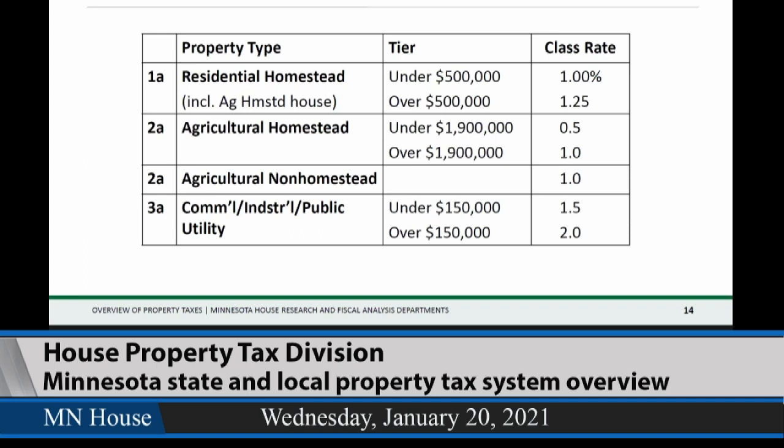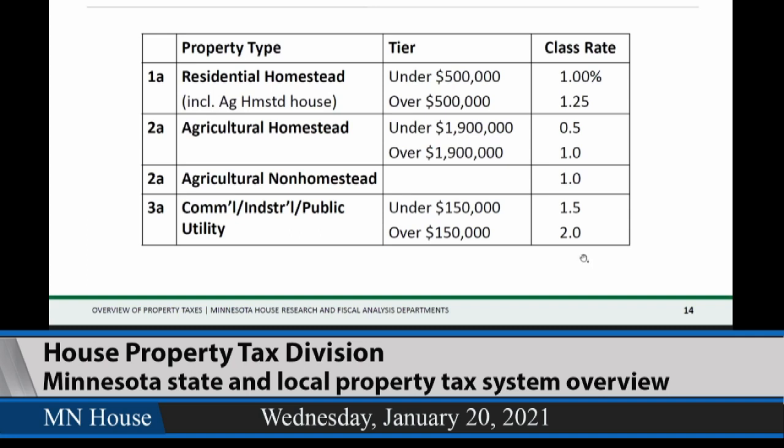This is basically saying that ag homes are treated the same as residential homes for property tax purposes. So a residential homestead or an ag homestead, just the house, garage, and 1 acre, has a class rate of 1% on a home valued under $500,000. But if the home was valued over $500,000, it would have a class rate of 1% on the value up to $500,000, and then a class rate of 1.25% on the remaining value over that $500,000 threshold.